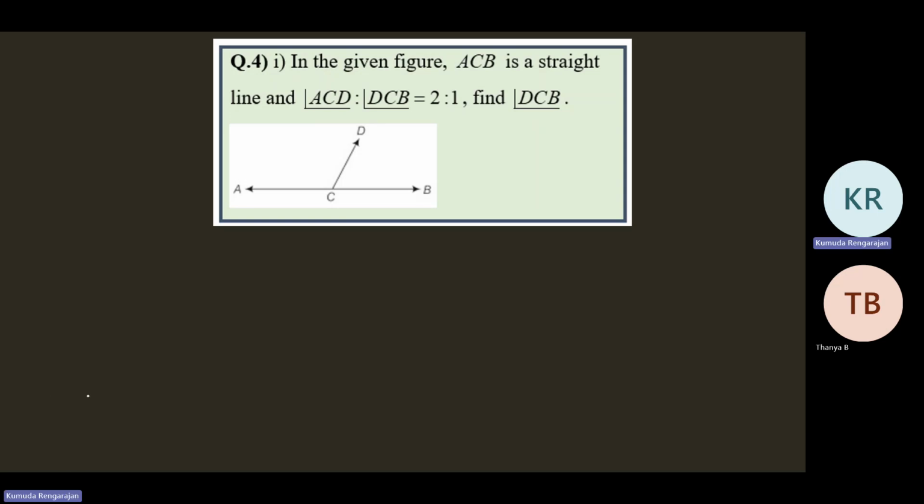So in this figure, ACB is a straight line and angle ACD, this is angle ACD. DCB, this is angle DCB. These two angles are in the ratio 2:1. So that means this angle is 2x and this angle is x. Let angle ACD be equal to 2x and DCB be equal to x because two parts, one part. 2x, 1x. 1x is nothing but x. The question is to find the angle DCB.